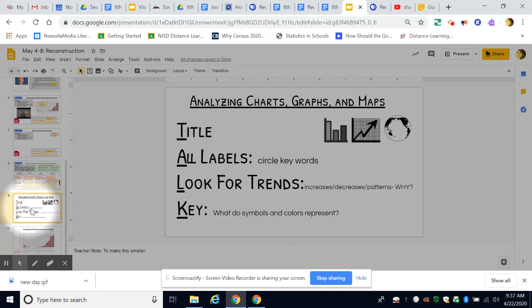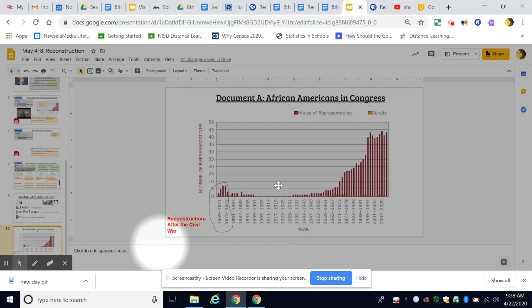Okay, now going back to our strategy, I'm going to skip L for now because that's really the last step, but we're going to go to the key. That's important to know what the symbols and colors represent. So I see the colors here, the red meaning House of Representatives, the yellow being Senate. Looking at those bars, it's kind of hard to see the yellow, but the red really stands out. And those are the two houses that make up our legislative branch, or Congress.